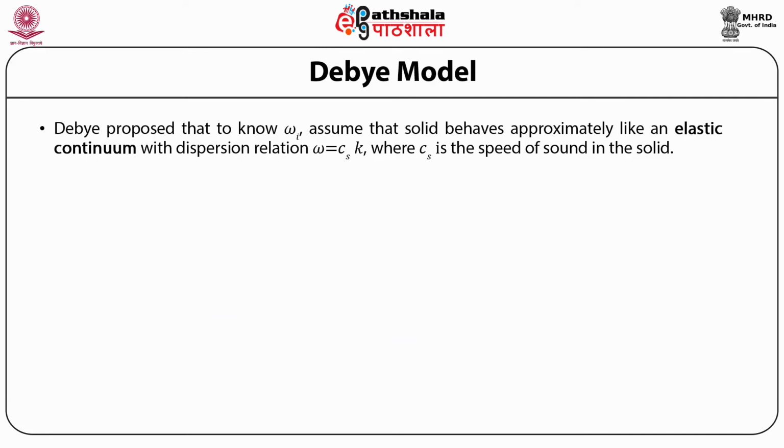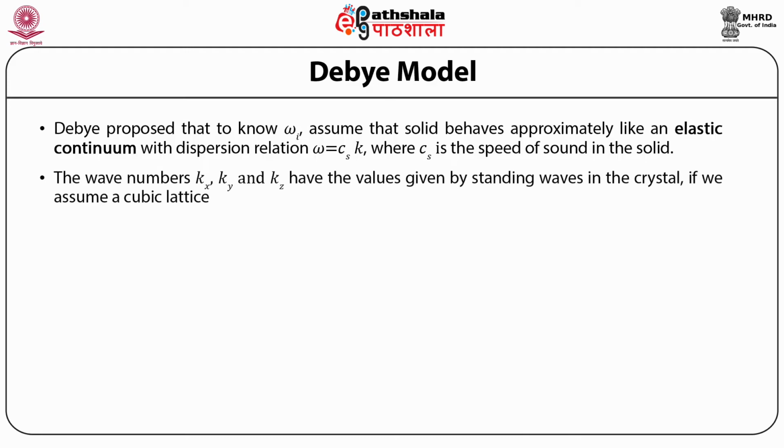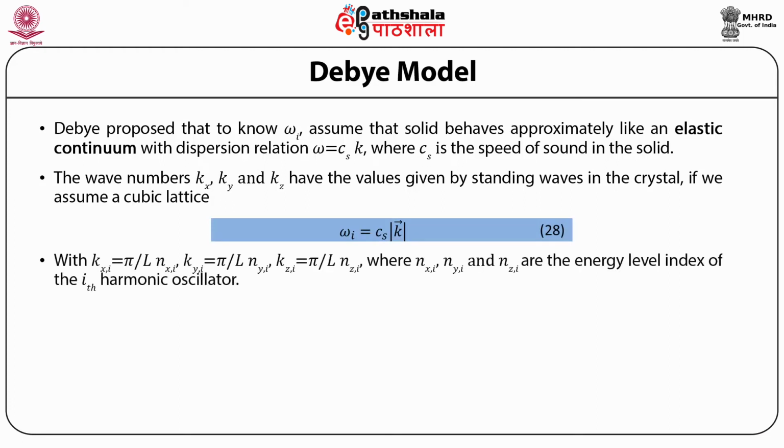Debye proposed that to know ω_i, assume the solid behaves approximately like an elastic continuum, with dispersion relation ω = C_s k, where C_s is the speed of sound in the solid. The wave numbers k_x, k_y and k_z have the values given by the standing waves in the crystal if we assume a cubic lattice. ω_i is equal to C_s times the magnitude of the wave vector k, with k_xi = π/L n_xi, k_yi = π/L n_yi, k_zi = π/L n_zi, where n_xi, n_yi and n_zi are the energy level indices of the ith harmonic oscillator.